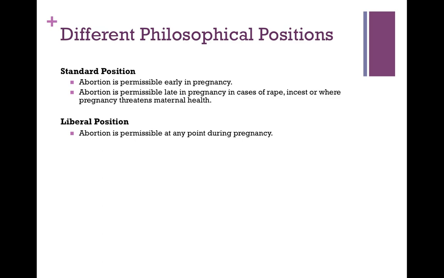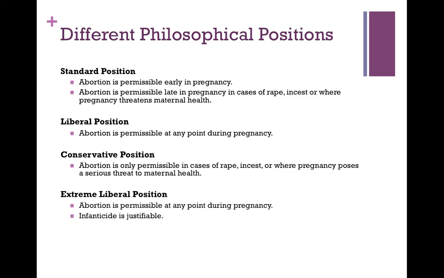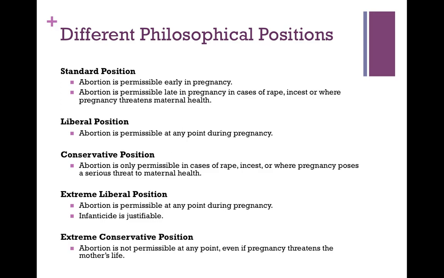And then we can have what I'm going to call a liberal position, and this says abortion is permissible at any point during pregnancy. We can have the conservative position, and this is abortion is only permissible in cases of rape, incest, or where pregnancy poses a serious threat to maternal health. We can have what we call the extreme liberal position, which says abortion is permissible at any point during pregnancy, and infanticide is also justifiable. And then finally, we have what I'm calling the extreme conservative position, which says abortion is not permissible at any point, even if pregnancy threatens the life of the mother.